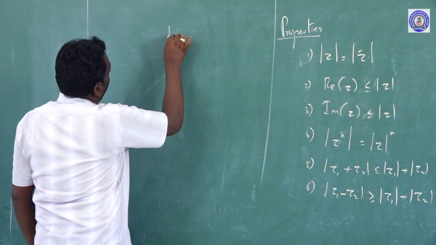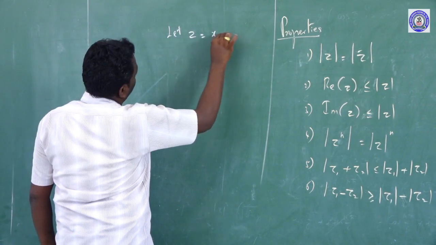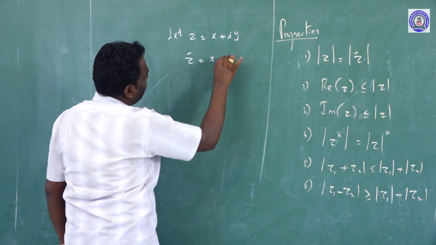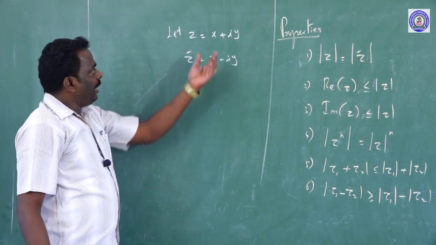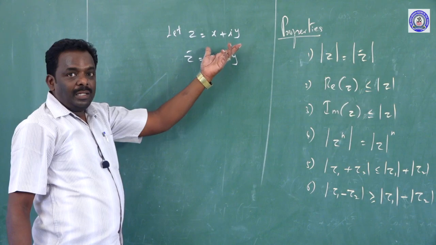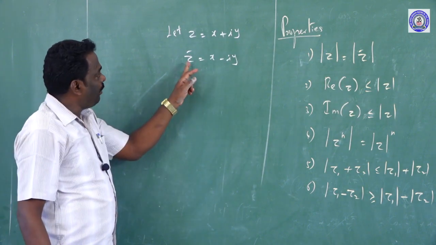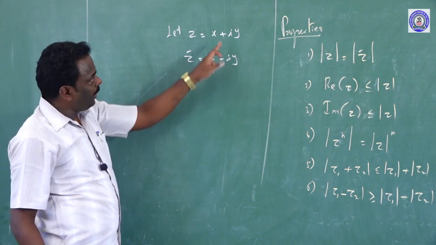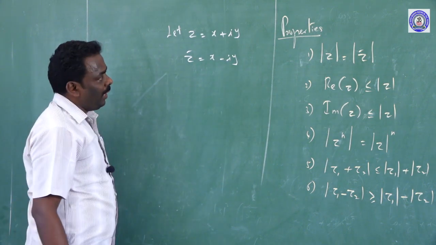Now we already know, let z equal x plus i y. Z bar is defined by what? x minus i y. A complex number is defined as x plus i y, and the corresponding conjugate is z bar. That means we replace plus with minus, and minus with plus. Here the plus i is replaced by minus, giving the conjugate value.